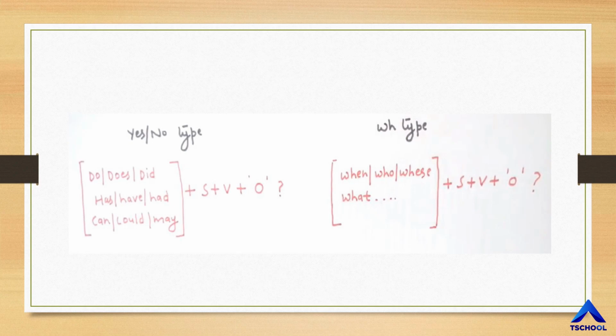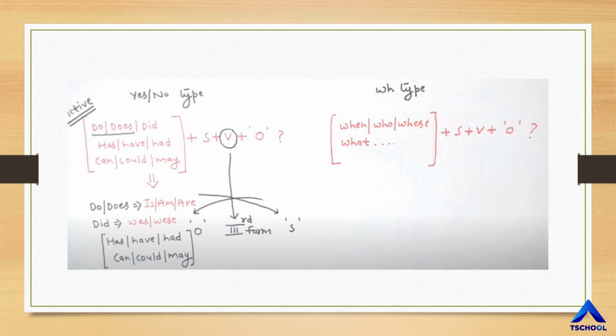Look at the structure of the sentence in yes-no type: do, does, did, have, has, had, can, could, may, plus subject, plus verb, plus object. Look at the WH type: when, who, where, what, plus subject, plus verb, plus object.